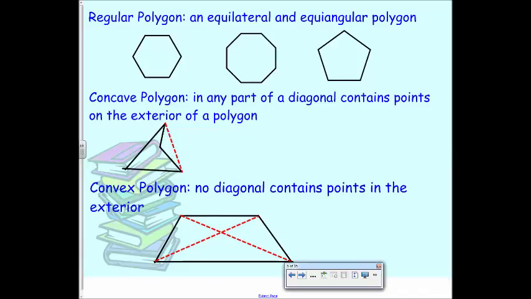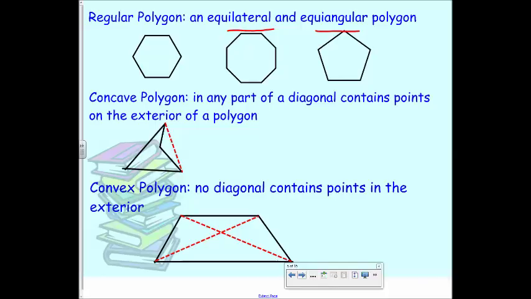So that's what it says right here. It's equilateral and equiangular. All the sides and all the angles are equal. So this right here is a regular hexagon. This is a regular octagon. And this is a regular pentagon. All right? Concave and convex polygons.